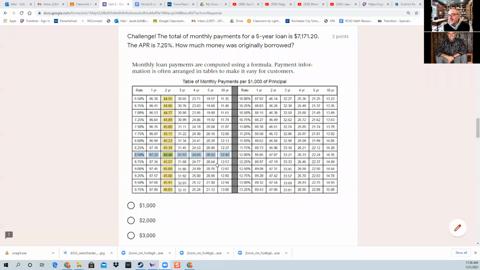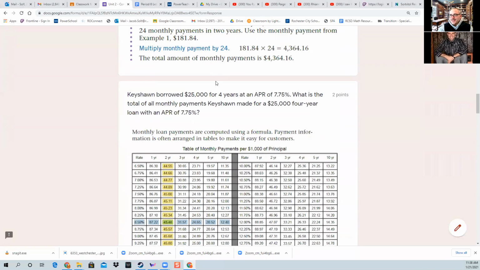All right, I'd say this one's a little more of an advanced question. I'll show you how you might tackle something like this. You want to pay attention to the loan term, the 5 years, and you want to pay attention to the APR, because we're going to undo. This is the total paid. We're going to undo what we did with Keyshawn's loan here.